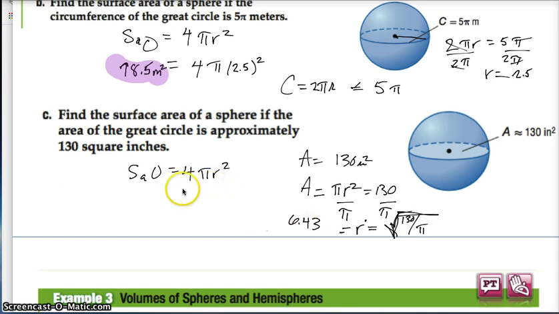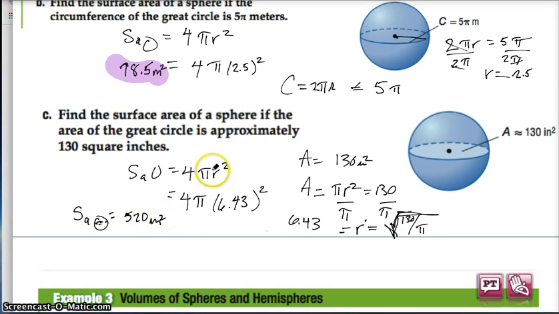Now I'm going to take that information and plug it right into this formula and get my answer, hopefully. 6.43 quantity squared gets me about 520 inches squared. It's supposed to be inches.